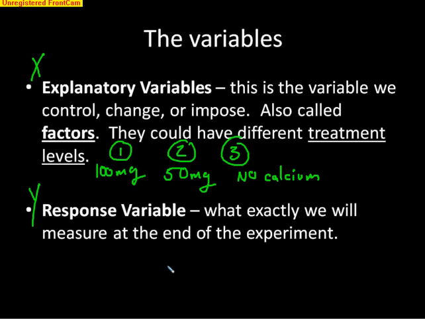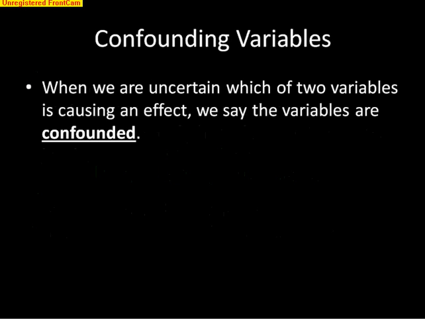The response variables, what are you going to measure at the end? What are you looking to see? I'm looking to see, did the bone density get stronger? Did the arthritis pain go down? So that's the kind of stuff I'm measuring at the end. Okay? The two variables that I don't necessarily want are confounding variables is one of them.